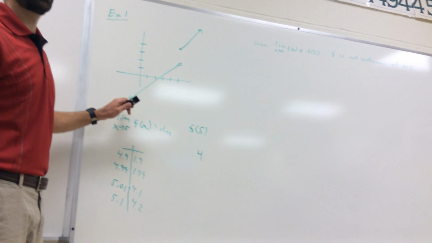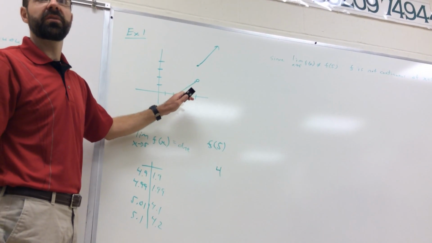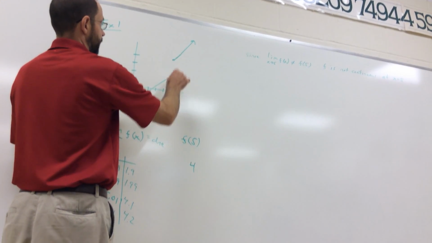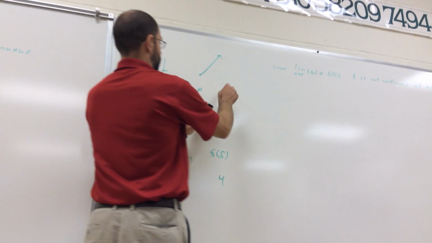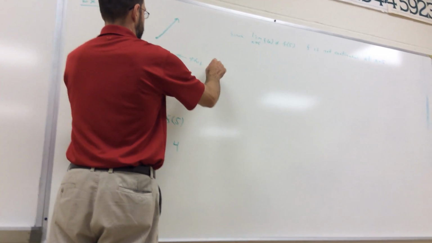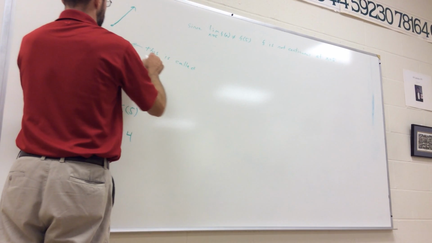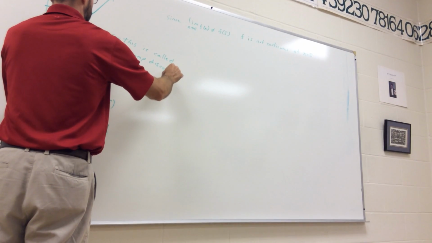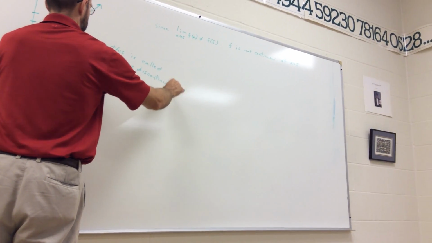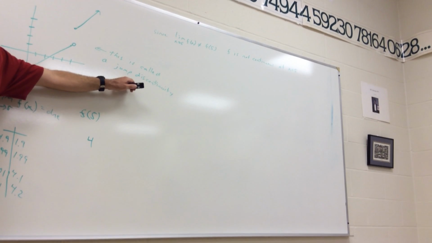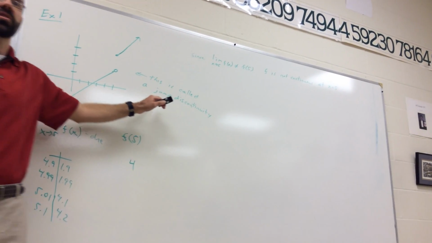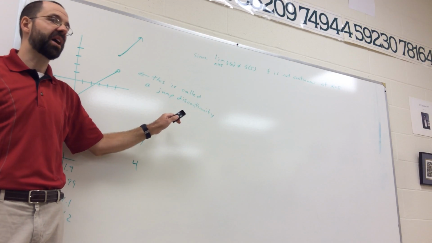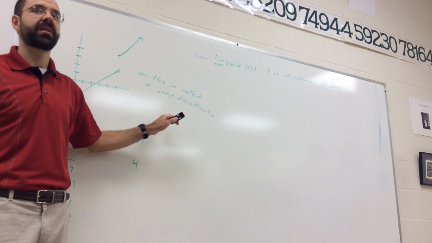Okay, this type of discontinuity is called a jump discontinuity. The reason it's called a jump is because you have to jump up here to draw the rest of the graph. So it's not continuous, so it's called discontinuous, or a discontinuity. And this is a special type of discontinuity called a jump discontinuity.